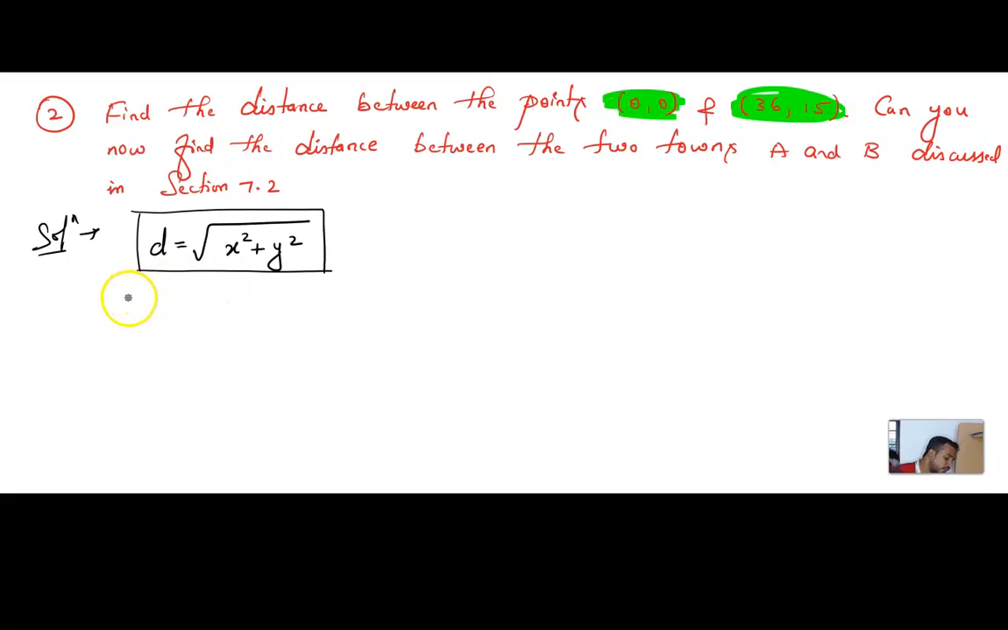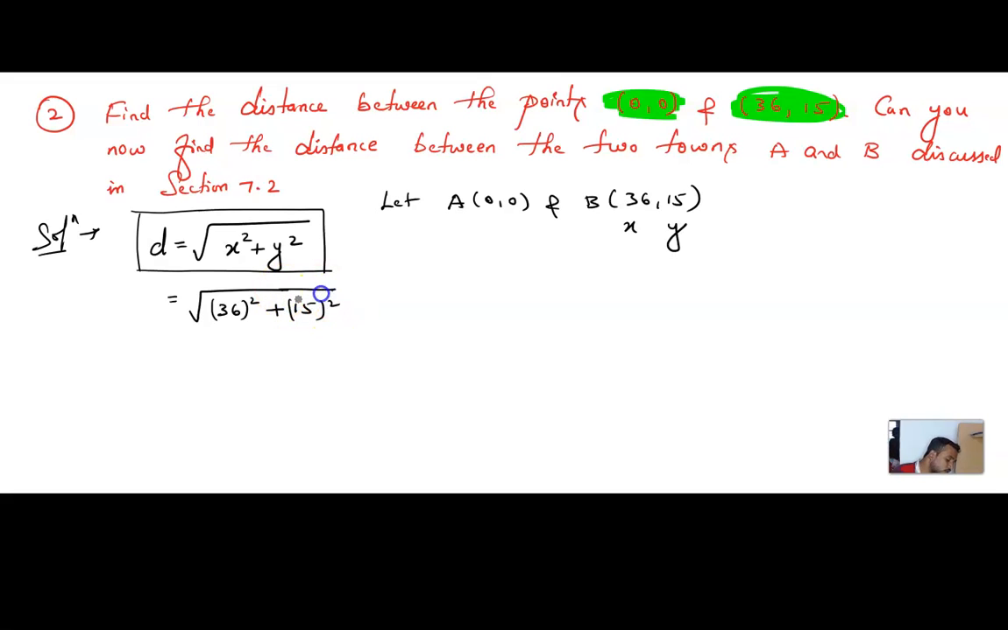So let me find the distance. Let me take the values like this. Let A be 0, 0 and B be the point 36, 15. Right? Because here x1, y1 is 0, 0, so x2, y2 only we have. So I am writing root of x square plus y square. We are taking this value as x and this value as y. So what is the value of x? That is 36, so 36 whole square plus, what is y? That is 15, 15 whole square.